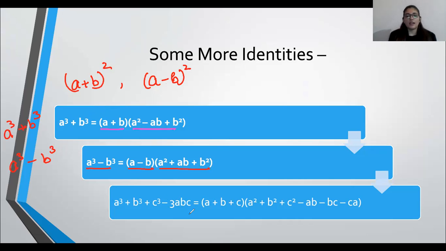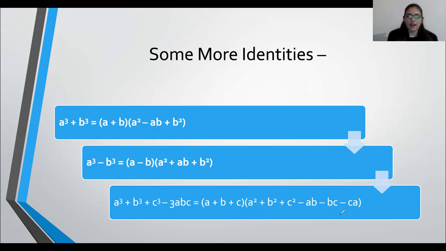Okay, then the last identity, this one. It states that a cube plus b cube plus c cube minus 3abc is equal to (a plus b plus c) times (a square plus b square plus c square minus ab minus bc minus ca). Don't worry about this identity, I will make you understand how you can use it. So let's move ahead and check our next question.